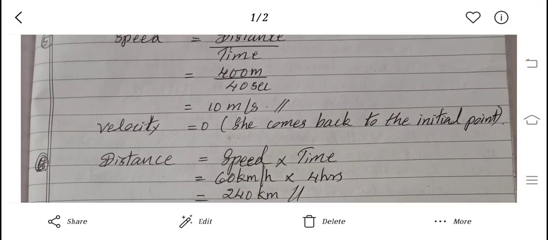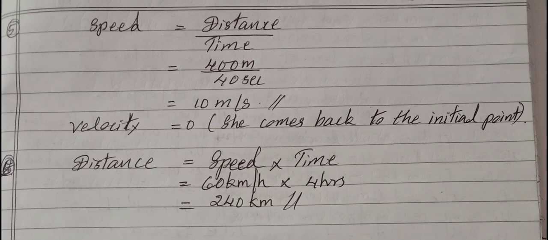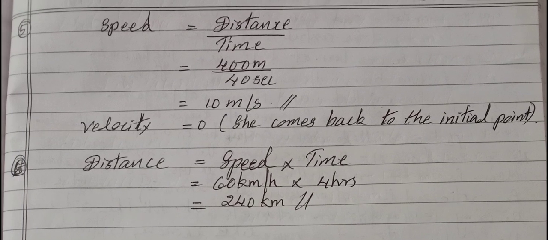If a girl runs around a circular track of length 400 meter and comes back to the initial point in 40 seconds, what would be her speed and velocity? So we have to find out speed and velocity.